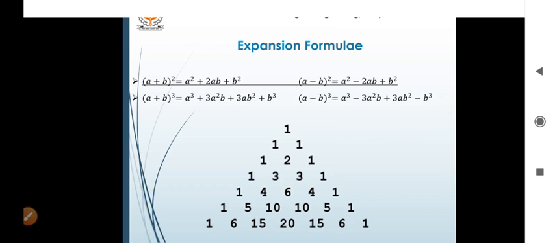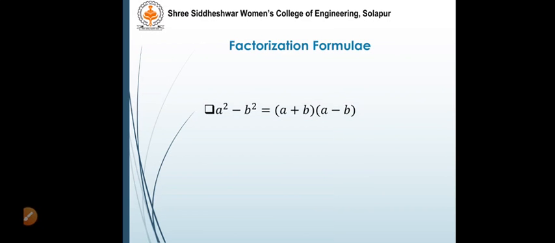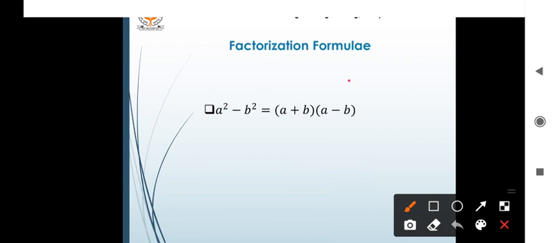Now the next point corresponds to this one only, and it is known as factorization formulae. After expansion formulae in 7th standard, you have gone through this concept of factorization formulae. Here we are doing exactly the reverse process. Whatever terms we are given, we have to factorize them. We have to find the factors, meaning we have to find the terms whose product is nothing but the given term.